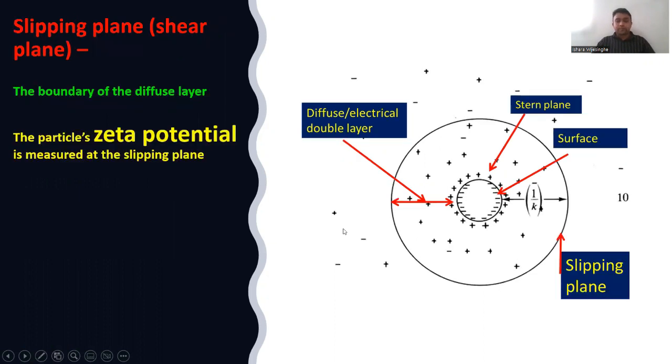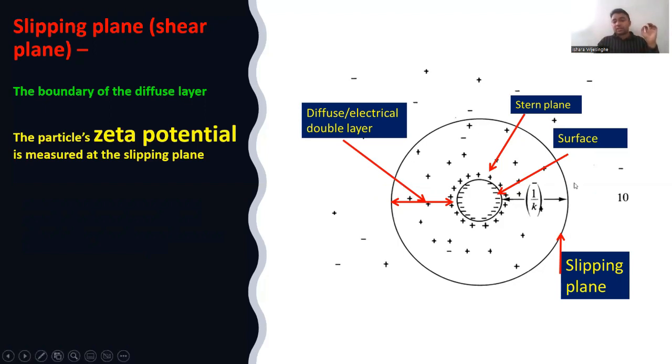Did you understand that? If somebody says rubber particles are moving here and there due to Brownian motion, you should know it is not only the rubber particle, but also the attached charges within the diffuse layer. All this section moves here and there due to Brownian motion.